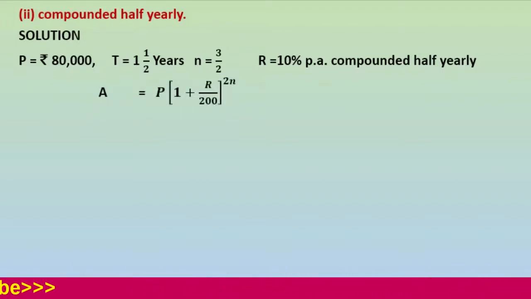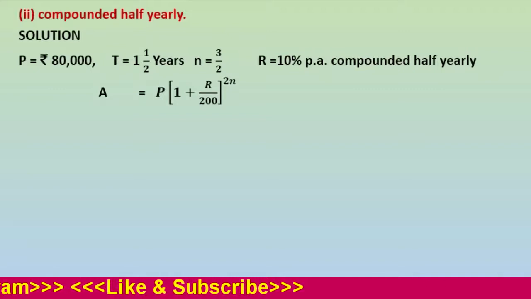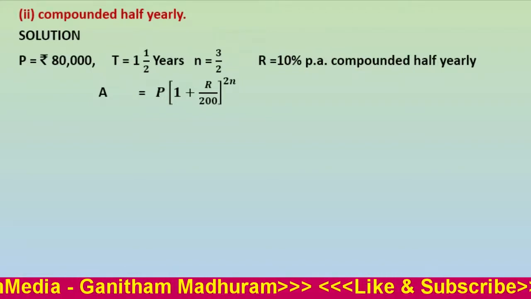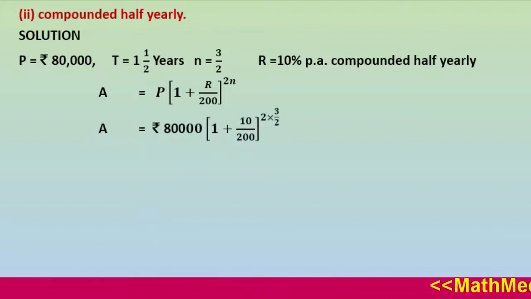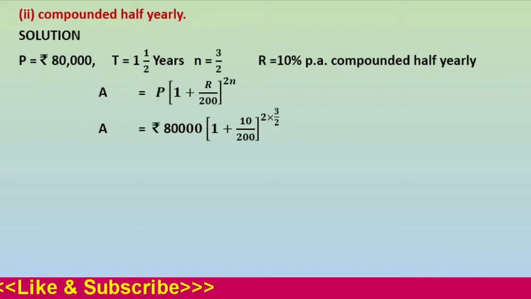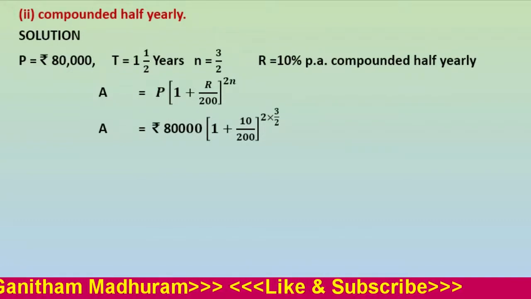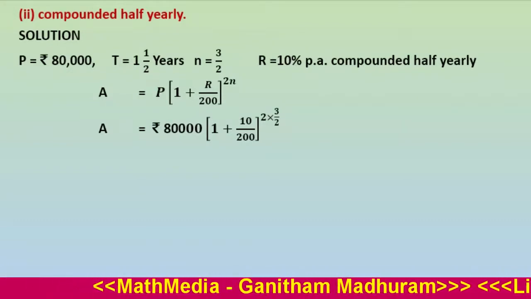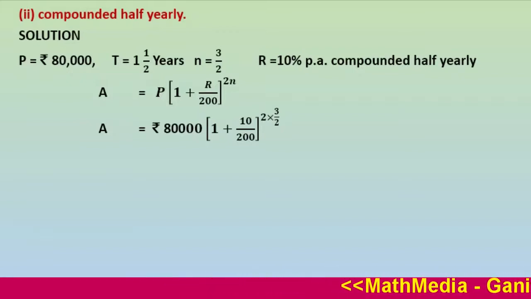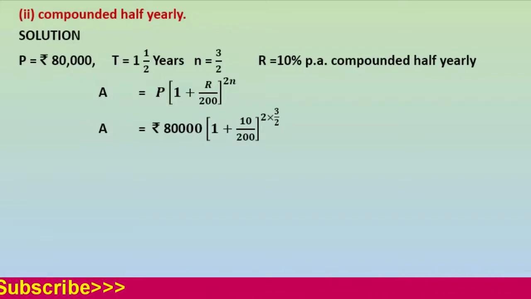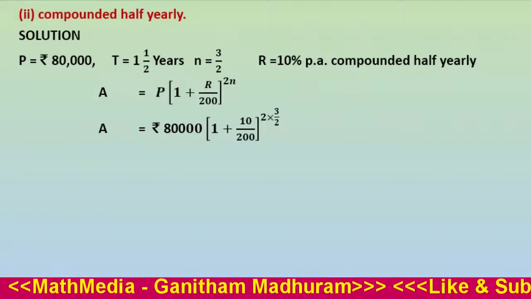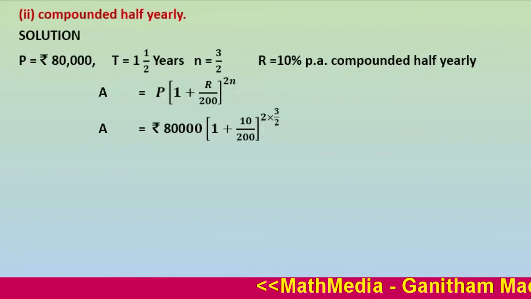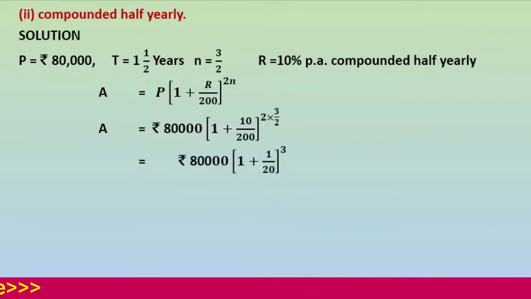So the formula of compound amount is P into 1 plus R upon 200 raised to 2n. Substitute the value over here. Rupees 80,000 into 1 plus 10 upon 200 raised to 2 into 3 by 2. Here 2 and 2 can be cancelled. The power will become 3. And in the 10 upon 200, 10 can be cancelled in the numerator and denominator. We get 1 upon 20. So 80,000 into 1 plus 1 upon 20 whole cube.